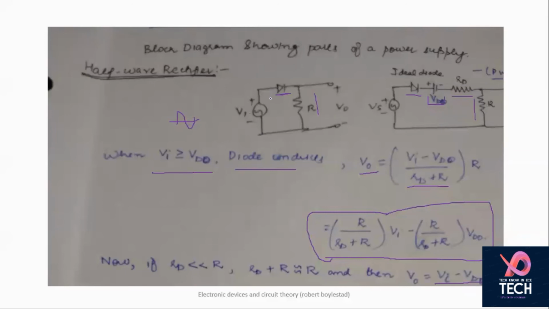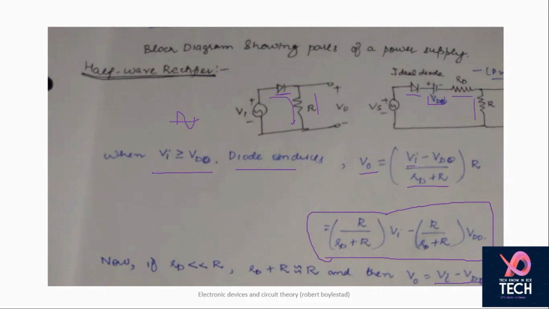So output voltage is current multiplied by the resistance of this particular loop. The resistance of this loop is RD plus R. And what is the voltage in this loop? The voltage at this particular point is this voltage minus this voltage minus this voltage.